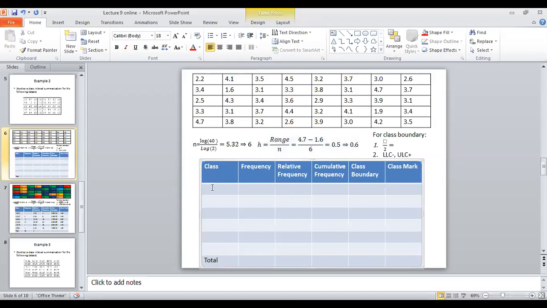So we start with 1.6. We are going to add 0.6 to 1.6, and this will be 2.2, which will become the lower limit of class 2.